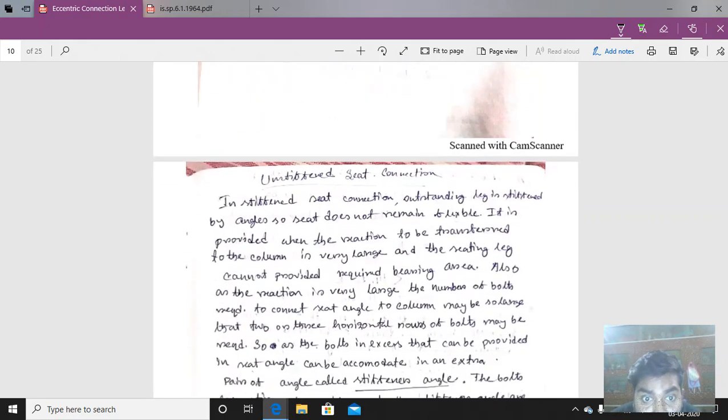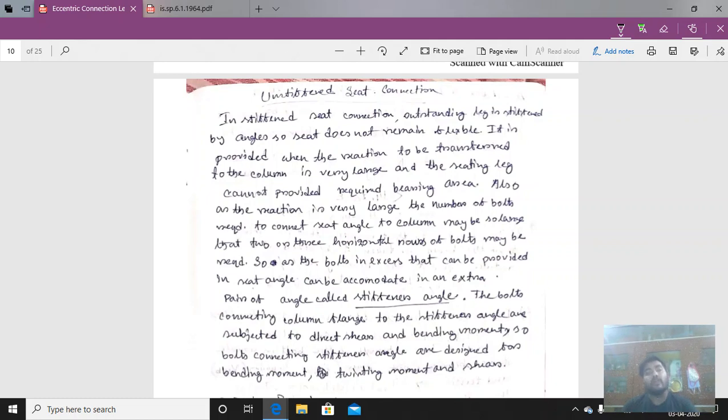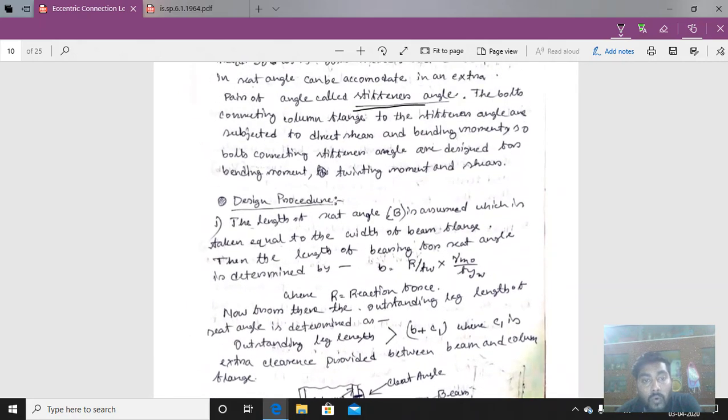Now coming to a very important one, the stiffened seat connection. Why is there a requirement for the stiffened seat connection? I have told you that when the reaction force on the member is very large, then to accommodate that reaction, a large number of bolts are required to make the connection. If we provide only a seat angle, the number of bolts may not be provided as per the required limit. So extra bolts are provided with the help of an extra pair of angles, which are called stiffener angles.